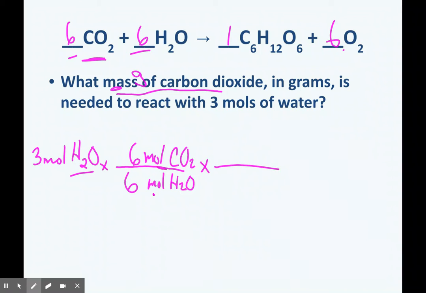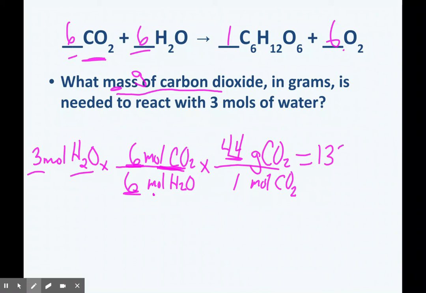So now we've got moles of carbon dioxide on top, so moles of carbon dioxide on bottom to grams of carbon dioxide. 1 mole for the mass of carbon dioxide, and carbon dioxide is 44. So now we're going to do 3 times 6 times 44 divided by 6. And that's going to give me 132 grams of CO2.